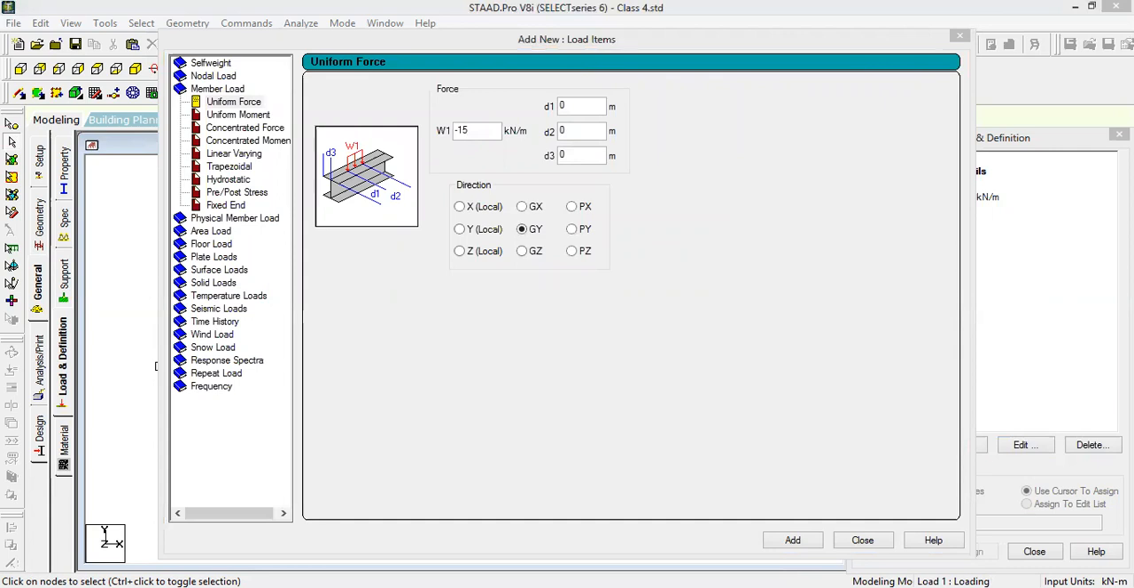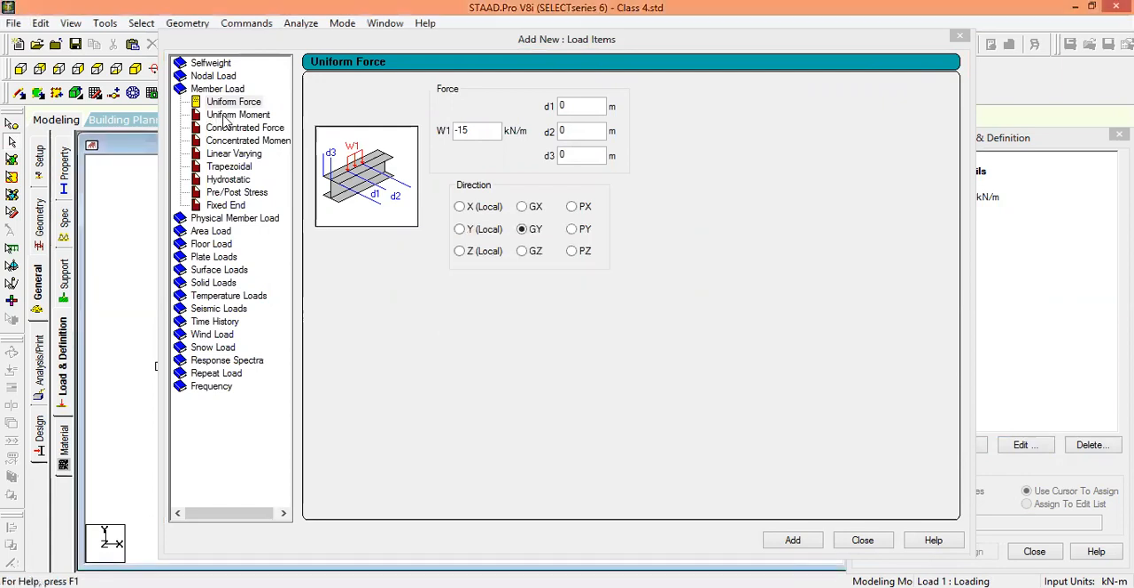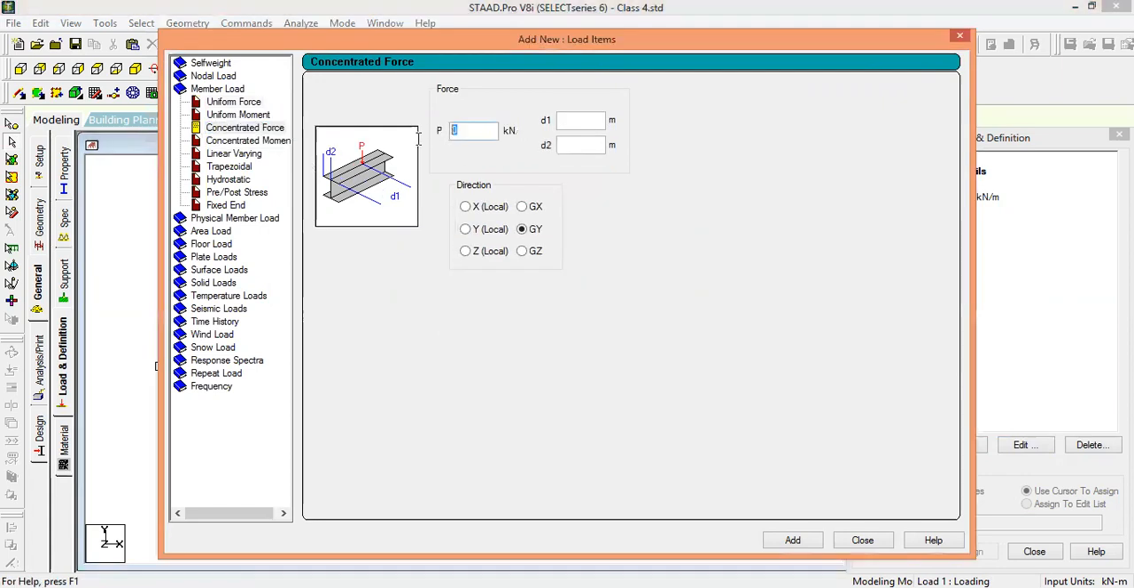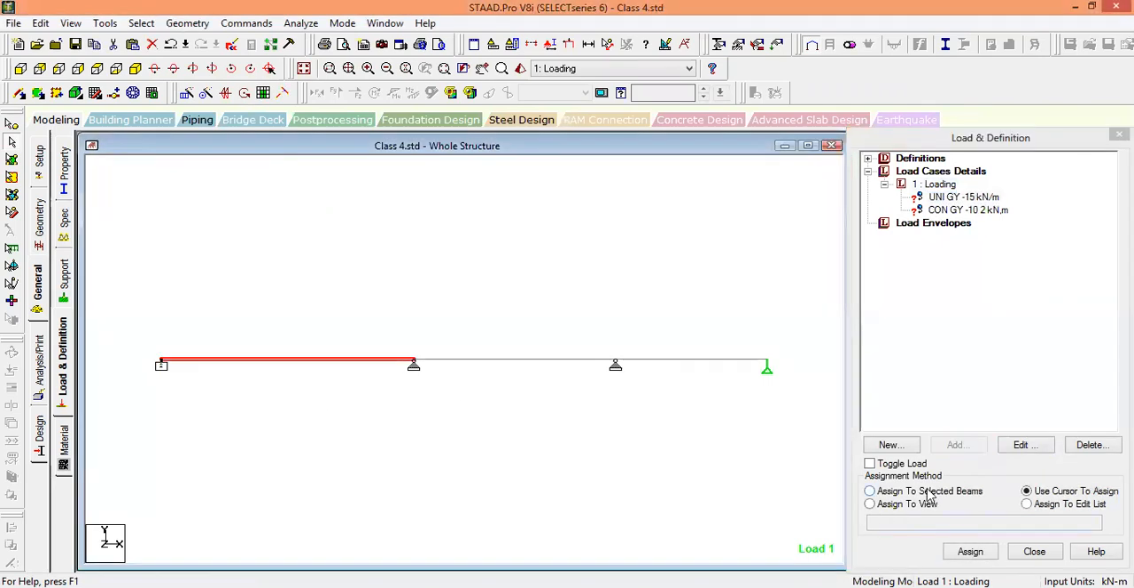And the second load is the inclined load. We will come to that later. We'll go to the third span. In the third span, you have 10 kilonewton at a distance of 2 meters from the third support. We will go to concentrated force, minus 10 kilonewton at a distance of 2 meters. Add, close. I will first assign these two.